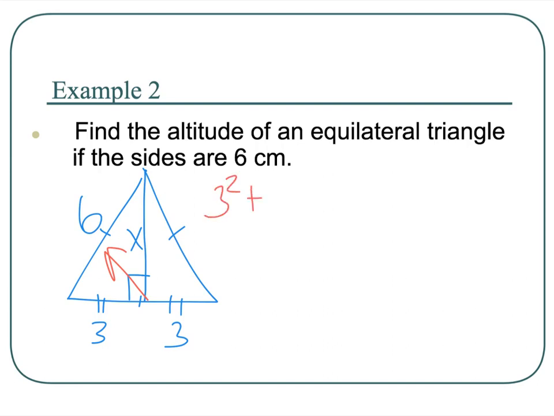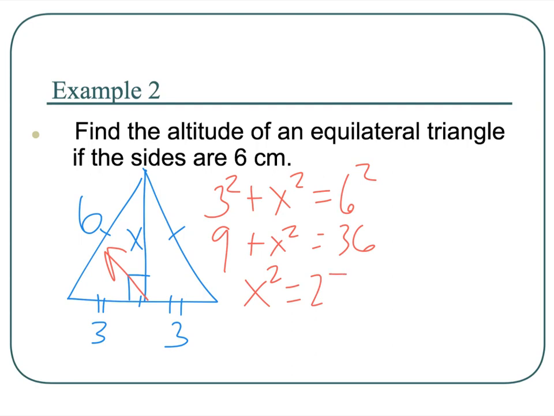3 squared plus x squared equals 6 squared. So I get 9 plus x squared is equal to 36. Oh, not 36 squared. My apologies. Let me just pop that away like it never happened. All right. So if I subtract 9, I'm going to get, let's see here, 27. And if I square root that, x is equal to, well, break that down, 9 and 3. Square root of 9 is 3, root 3.